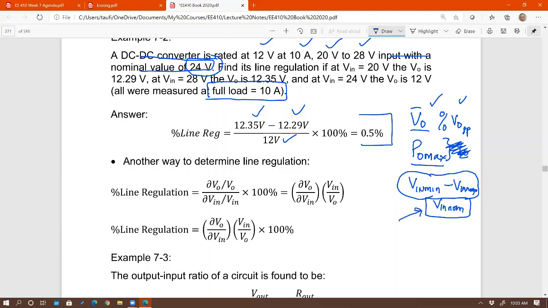Why was 24 not used for the nominal value in the denominator? No, the equation is asking for V out in the equation there.